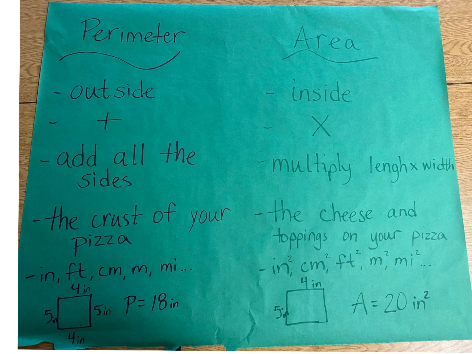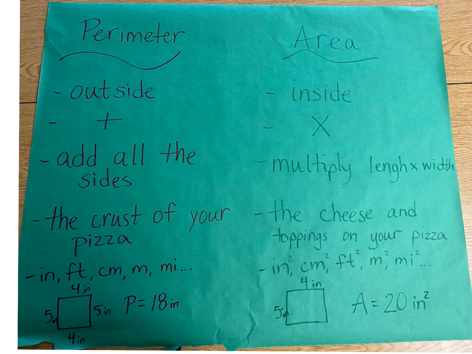Okay, I want to talk to you guys a little bit about perimeter and area. We've spent some time with it before break, but now that we're back from break, I want to refresh your memory. Perimeter is the outside of your shape. It's the line on the outside of your shape.